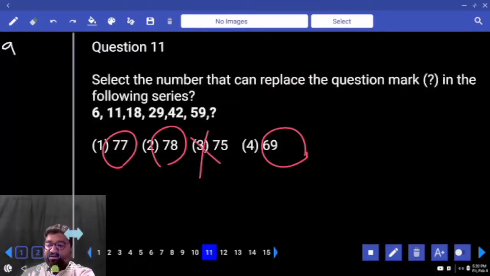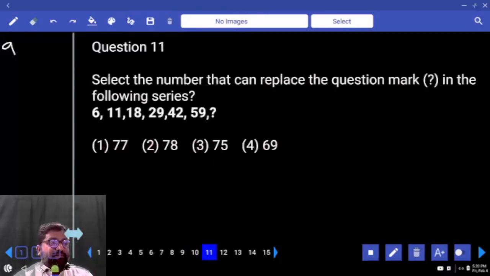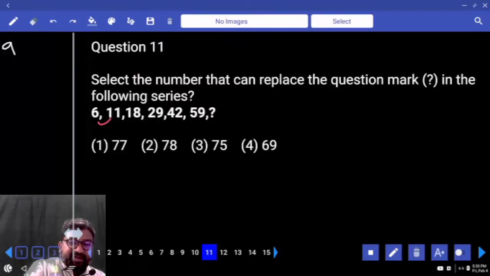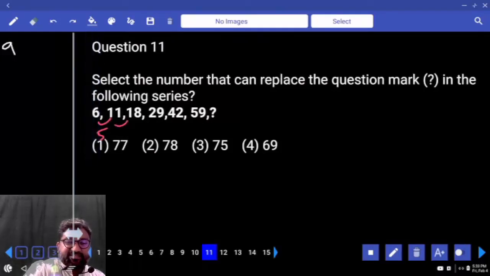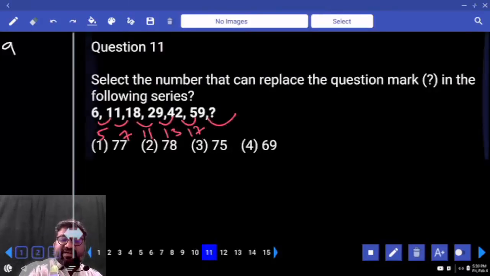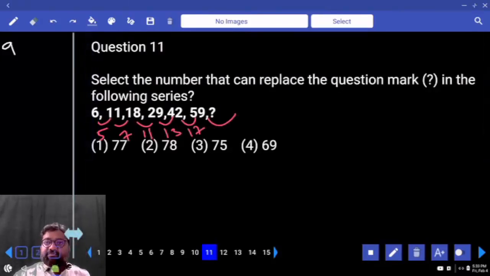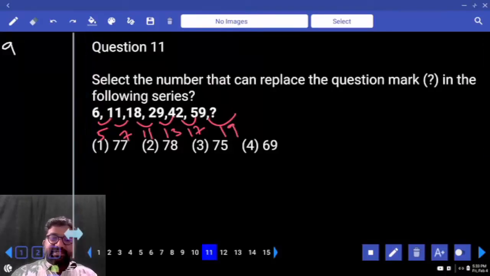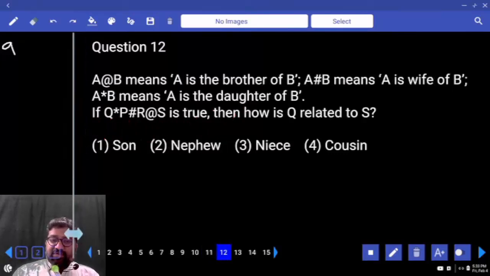Question number 11. What's happening with question number 11? Come on. Go with the differences. 5, 7, 11, 13, 17. These are all prime numbers. Next is 19. 59 plus 19 is your answer. Next, this is also a question where you are supposed to use pen and paper.